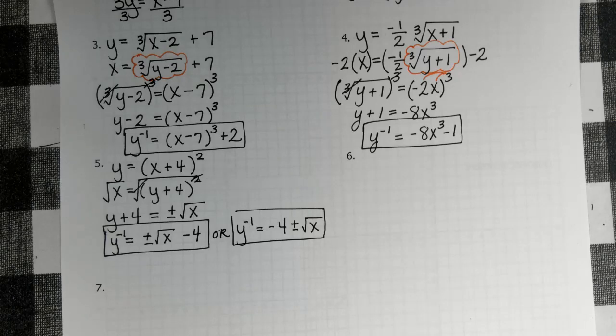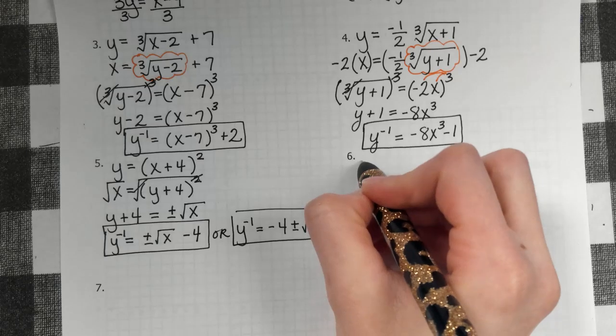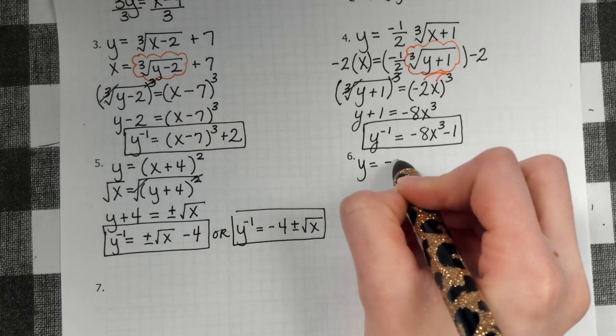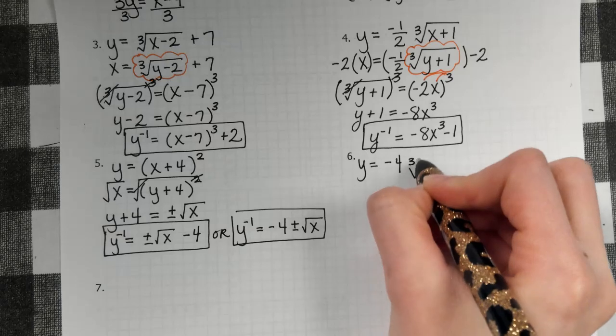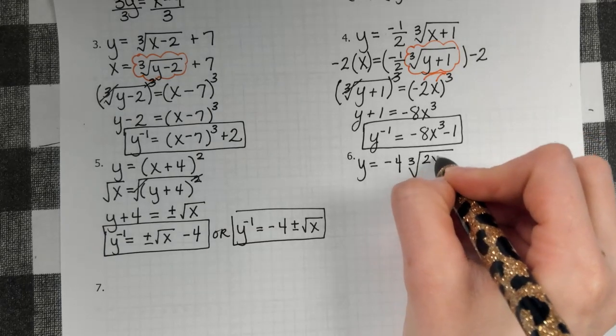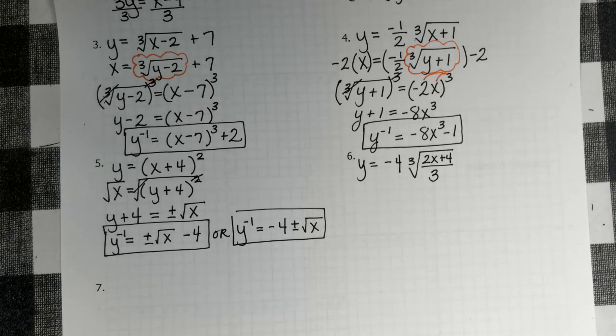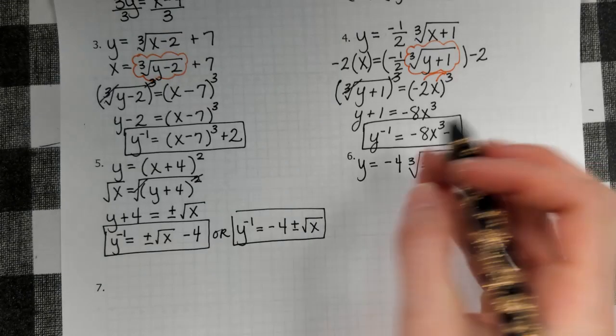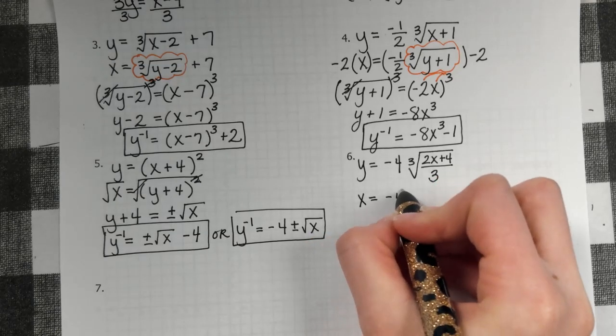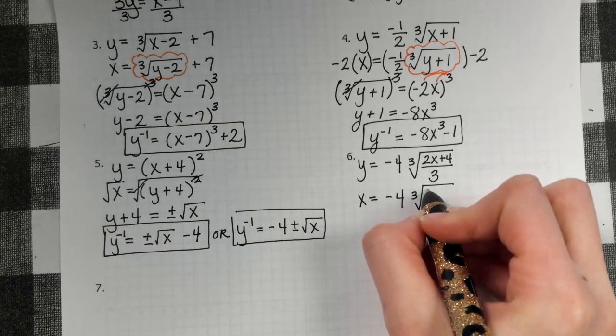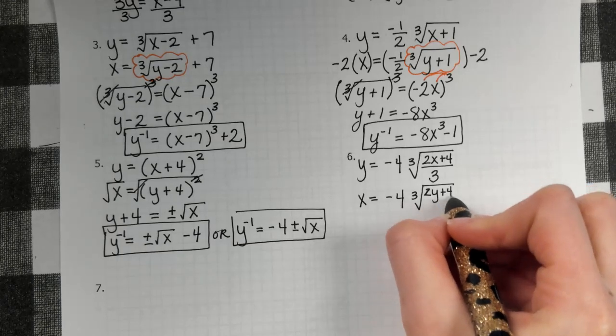Okay. So the next example, we've got y equals -4 times the cube root of (2x plus 4) divided by 3. Now this one's a little bit bigger than the ones we've done. You're all good and confident with your skills with the first 5 examples? Okay. So here, you're still thinking the same process. You're going to interchange your x and y, so x equals -4 times the cube root of (2y plus 4) divided by 3.